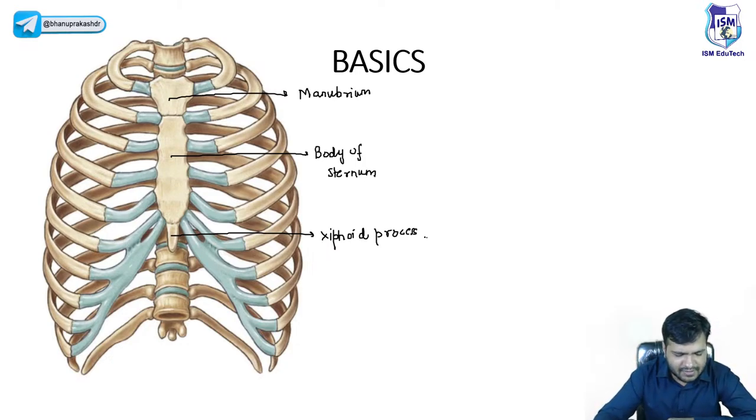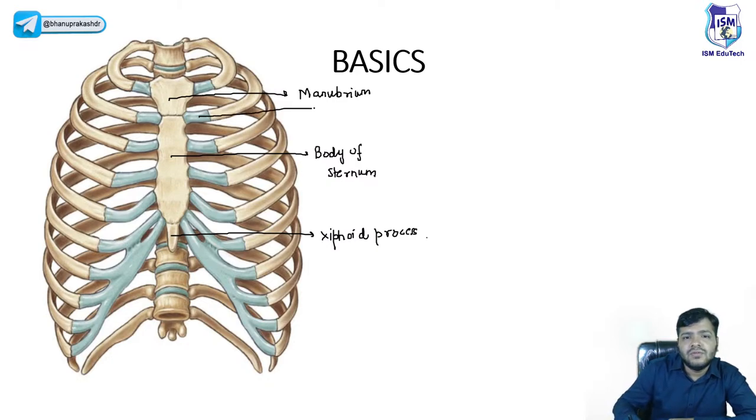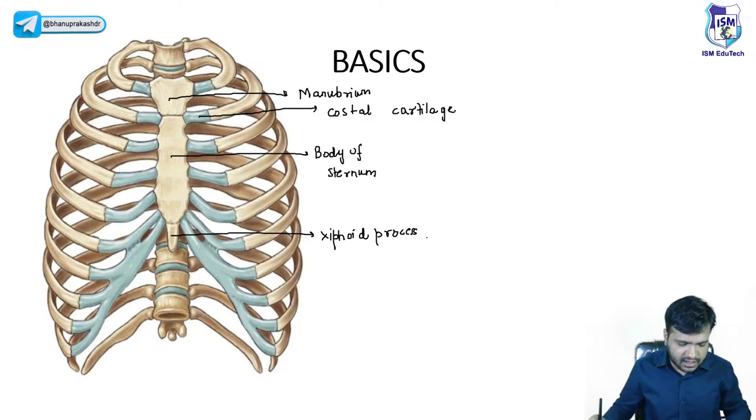I want to discuss a little bit of basics over here. You already know we have ribs 1 to 7. These are the costal ribs which are directly attached to the sternum through the costal cartilages. Over here, this is the costal cartilage. Now my question to you guys is, how many costal cartilages are there?